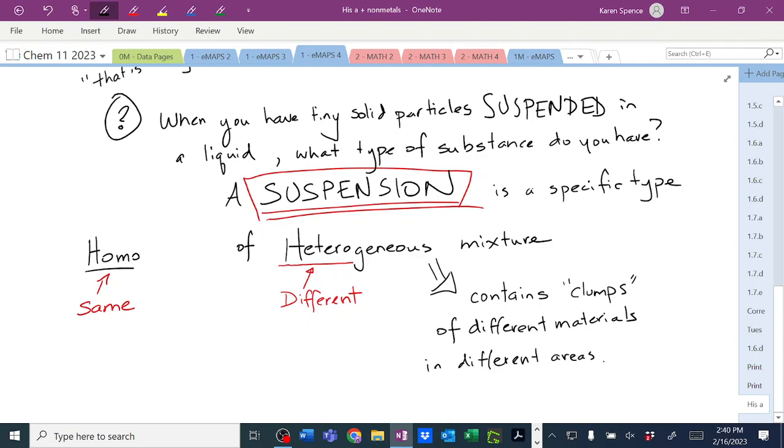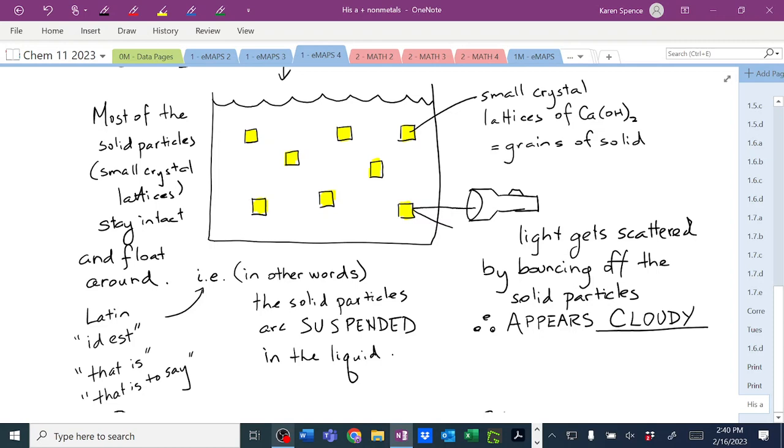So in our mixture, we have little clumps. These little crystal lattices are little clumps of solid surrounded by liquid area. So you see how we have different areas? Okay, so we have the solid area and we have the liquid area. Okay, so there we go. That is our suspension.